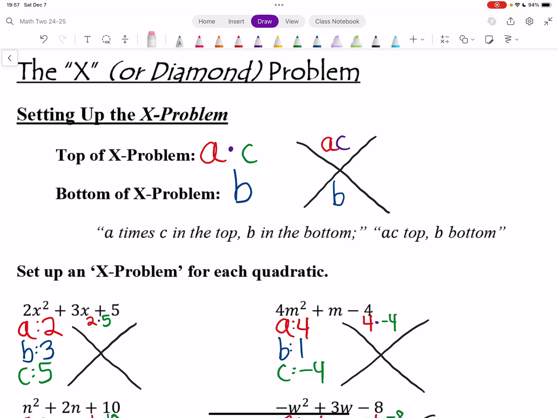A way to remember this is a times c in the top, b in the bottom, or ac top, b bottom. For those who are fans of classic rock, you may have heard of the band ZZ Top, so I always think of this as similar sounding to ZZ Top. It's just a C top instead of ZZ Top, but AC top, B bottom. And the alliteration there with B in the bottom, B bottom, helps me remember that B goes in the bottom.